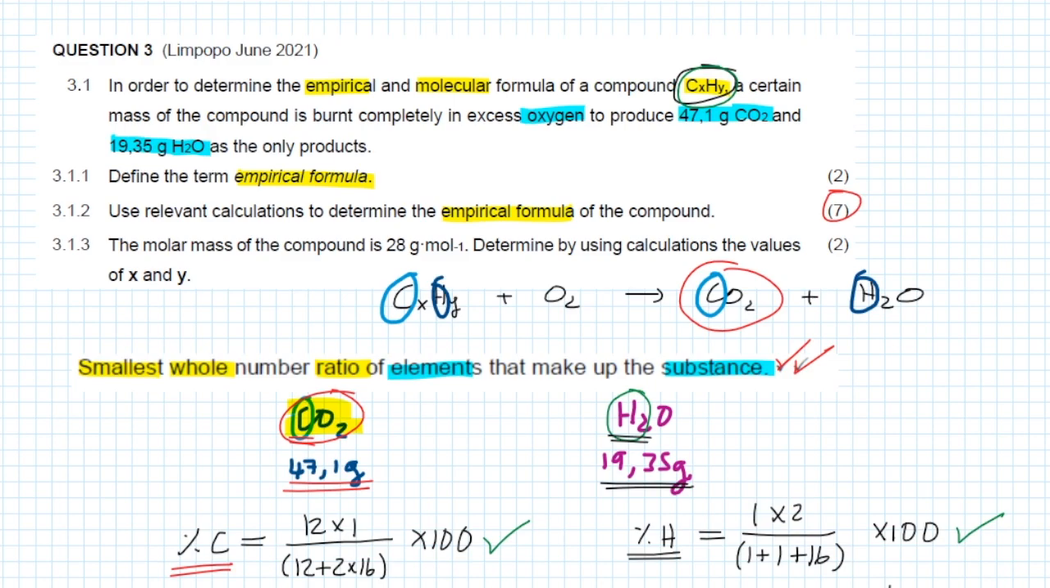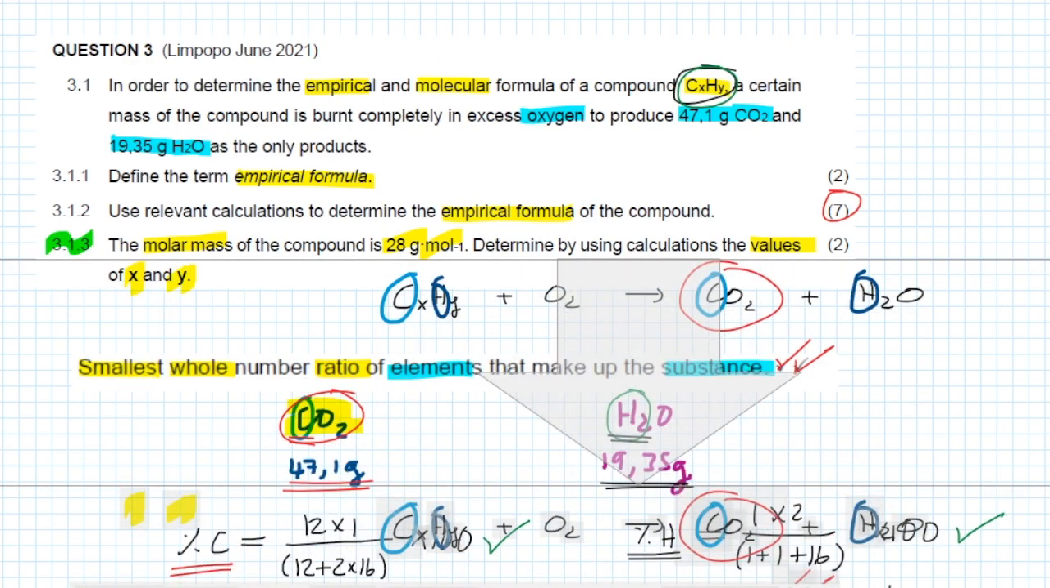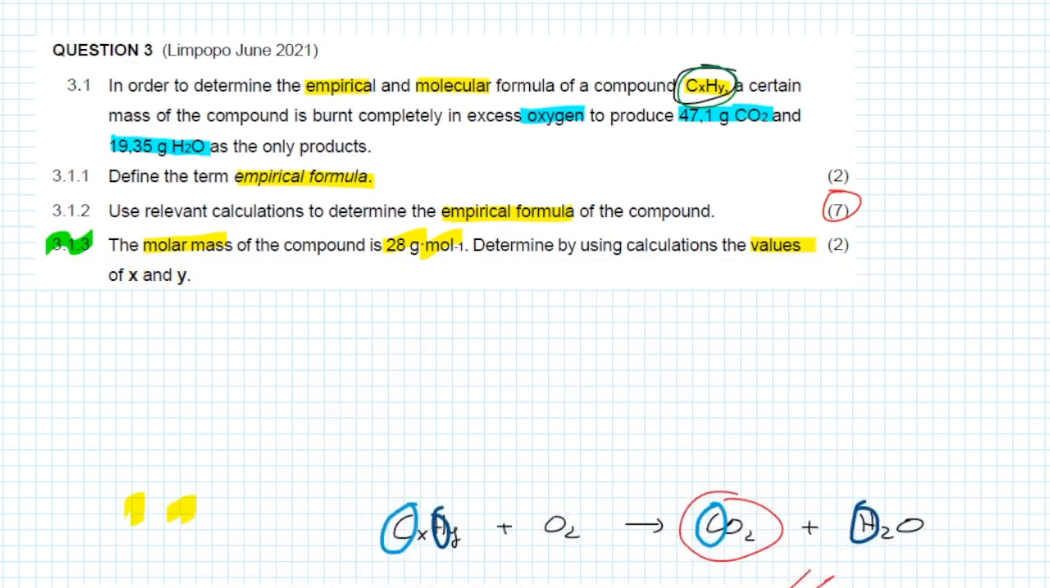Question 3.1.3 now says, the molar mass of the compound is 28 grams per mole. Determine by using calculations the values of x and y. So they're looking for the actual ratio in which these elements are going to bond. So whenever you have a question like this, you know your first step is going to be to determine the molar mass of the empirical formula, which is CH2. That's going to be 12 plus 1 plus 1, giving you a total of 14 grams per mole.